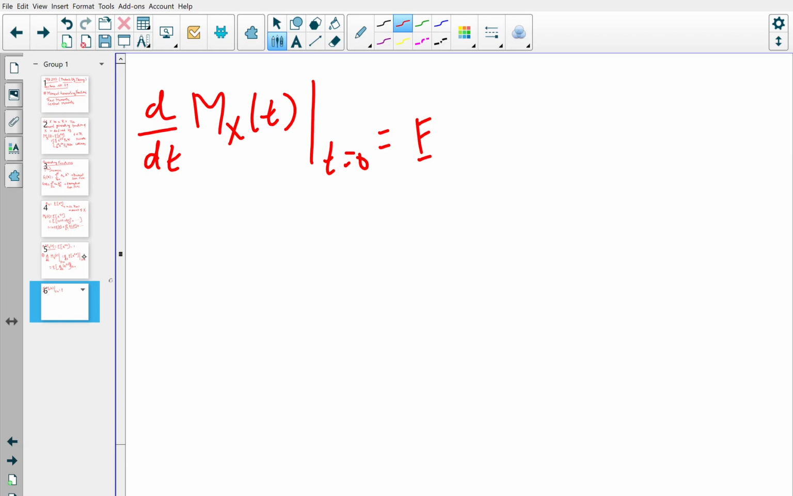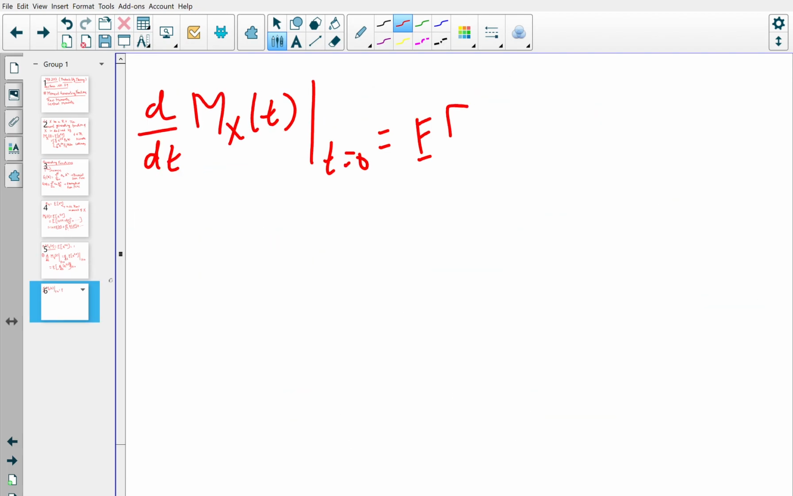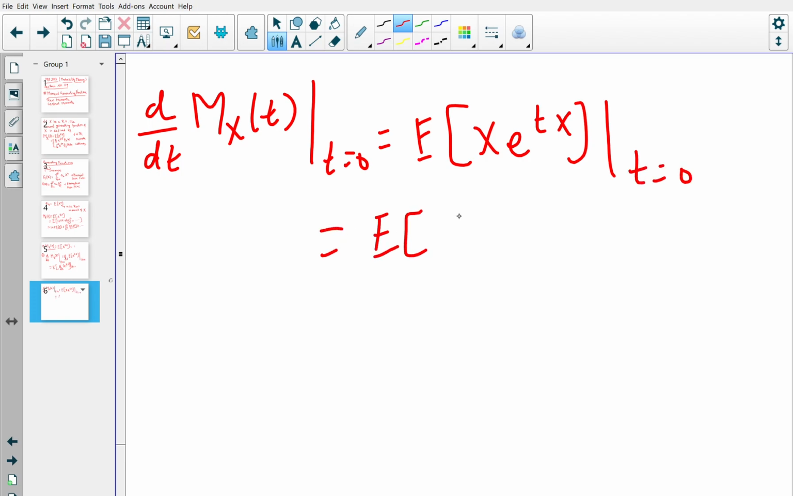So yeah, so what was that? So e power tX, and then you have X times that, so it will be nothing but expectation of X times e power tX. Okay, and then you evaluate at t equal to 0, and when you evaluate at t equal to 0, you will have expectation of X. Okay, so what does that mean?